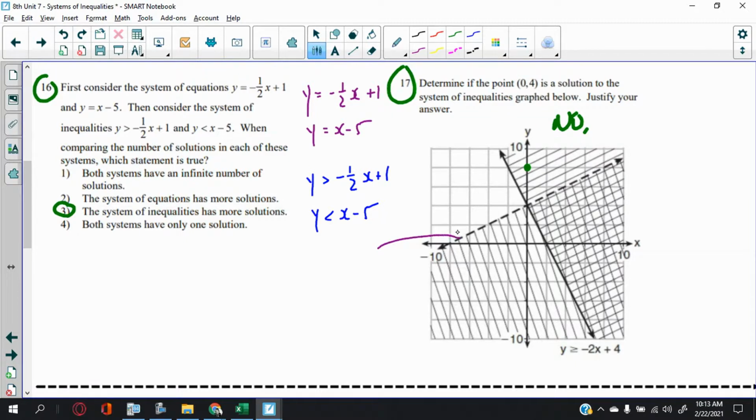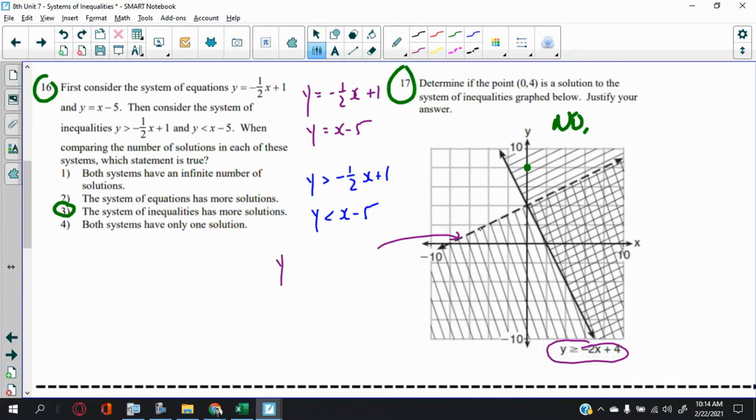You actually need to know the formula for this line. Here's why. Because they gave you this formula for this line. So you need to know this so that you could plug in 0, 4 into both of them. Okay? So it's not as simple as saying, well, we graphed it. The point 0, 4 is in one shading, but not in the other. I don't think that's a sufficient answer. So now that means we need to find the slope-intercept form, right?